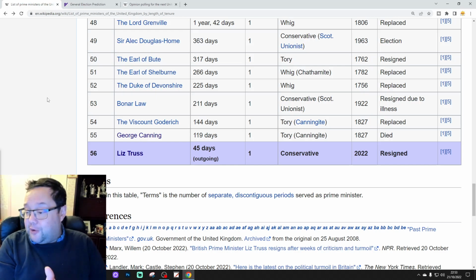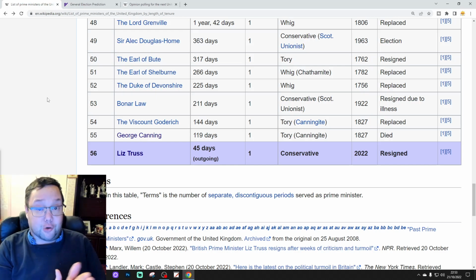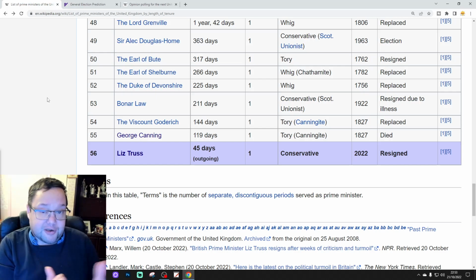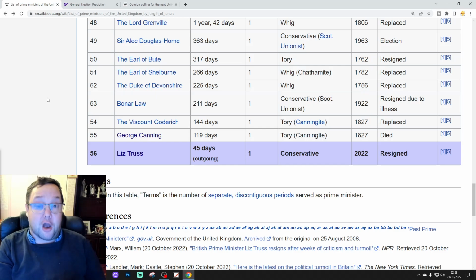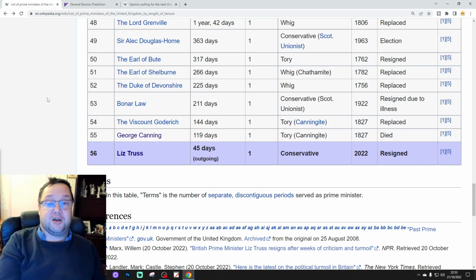Right, so we will have the next opinion poll tracker at the beginning of November. I assume it will be pretty grim for the Conservatives. We will know by then who is the Prime Minister, replacing the shortest reigning Prime Minister in history, Liz Truss. We will know by then who that Prime Minister is, and we should wait and see how opinion responds.